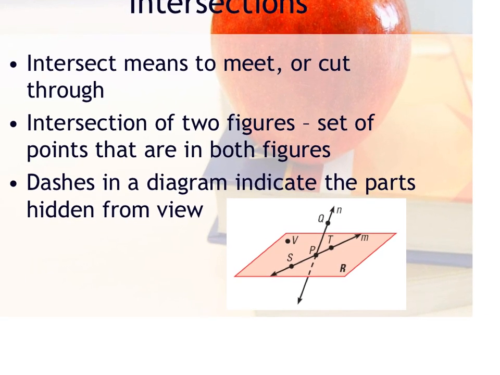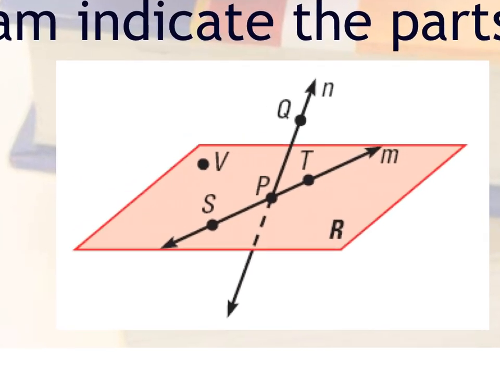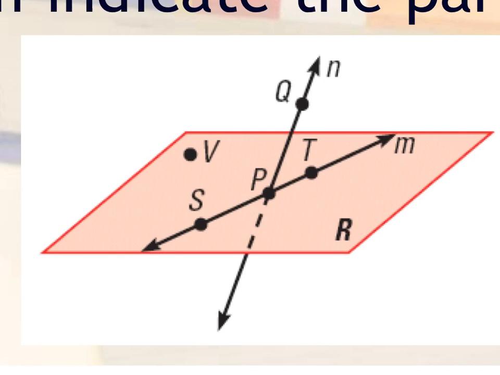Now notice here it says dashes in diagrams indicate the parts hidden from view, meaning that that dashed line there means that line keeps going. For example, in geometry, I'm all about showing things in the real world. This paper, I'm going to jam my stylus right through it. It intersects it. Now I can turn this paper so you cannot see part of my stylus.